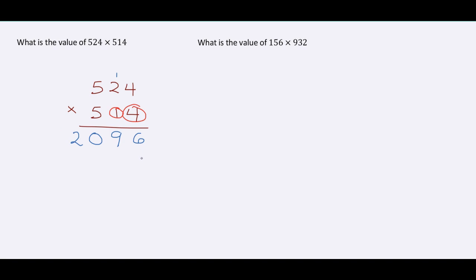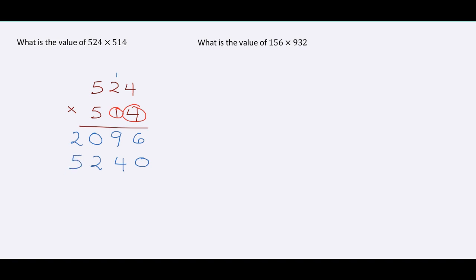Then we move over to the tens column, and we start by putting a 0 in the ones position. So 4 multiplied by 1, we have 4. 2 multiplied by 1, we have 2. 5 multiplied by 1, we have 5.